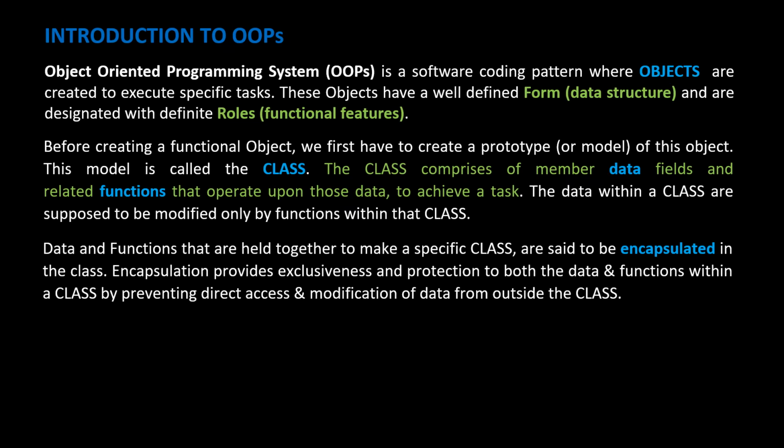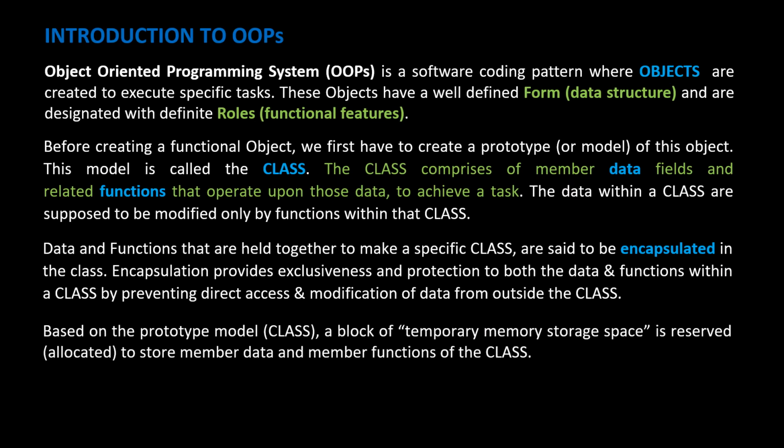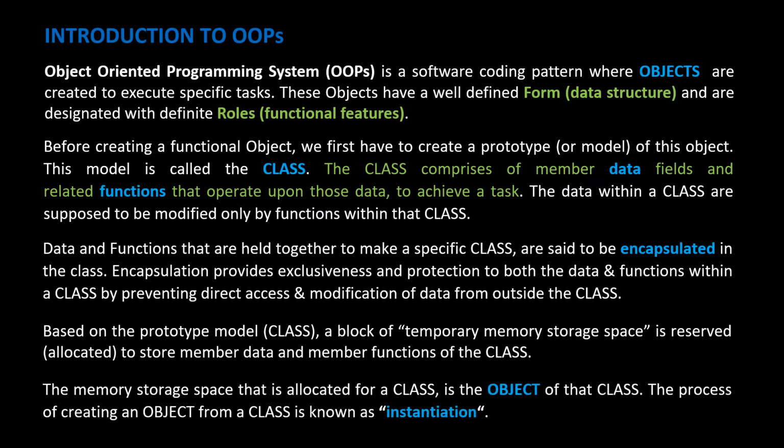Encapsulation provides exclusiveness and protection to both the data and functions within a class by preventing direct access and modification of data from outside the class. Based on the prototype model or the class, a block of temporary memory storage space is reserved or allocated to store member data and member functions of the class. The memory storage space that is allocated for a class is the object of that class. The process of creating an object from a class is known as instantiation.